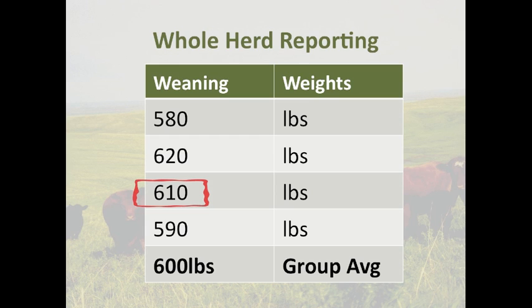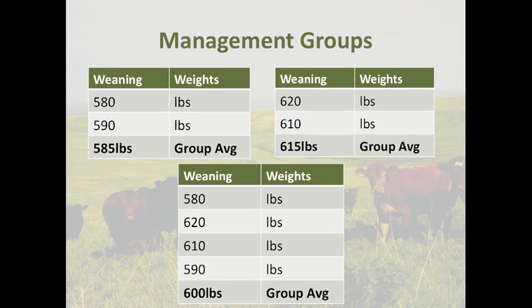Now here's the caveat. The information that you get back for EPDs is only as good as the information you put in for the calculation of EPDs. So if in fact you had actually fed these calves extra and not these calves, you should have put them in 2 different management groups. Because now look at the group average. This calf is not a plus 10, he's actually a minus 5. So management group recording is very important.